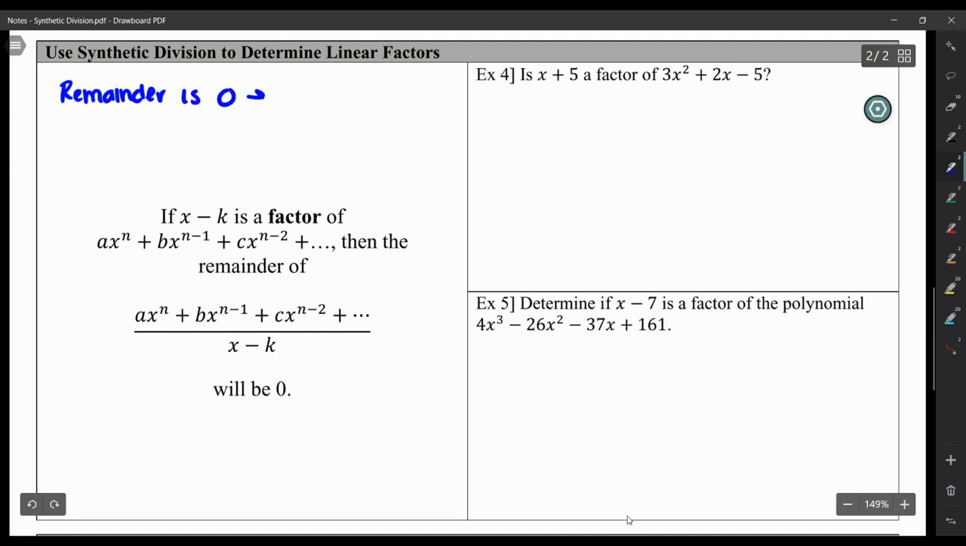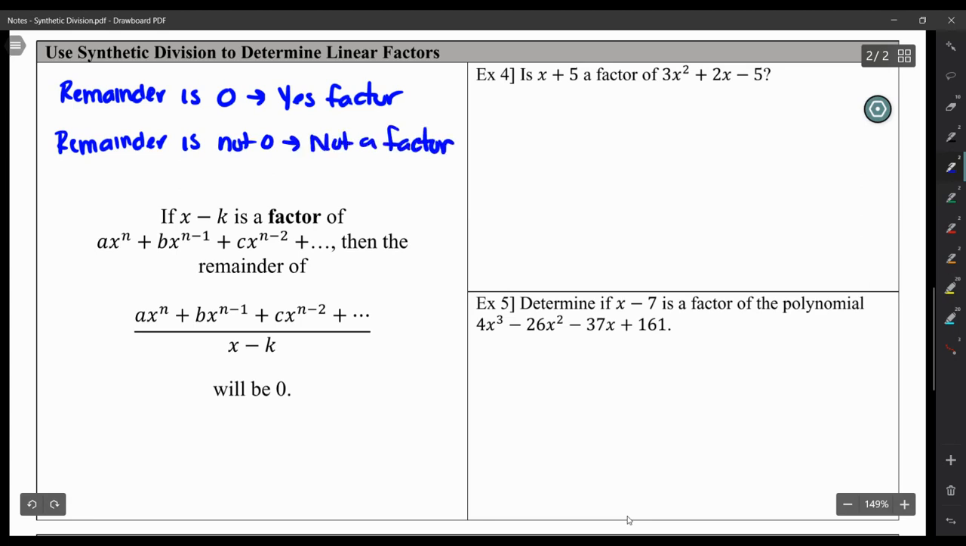Remainder is 0, that means yes, factor. If remainder is not 0, no factor. Is not 0, that means it's not a factor. And so let's try it on example number 4. So it's asking you, is x plus 5 a factor of 3x squared plus 2x minus 5?